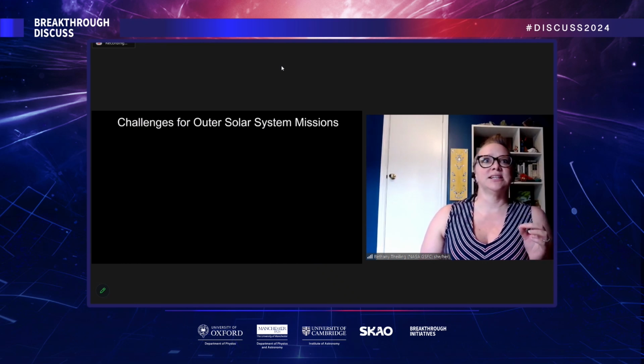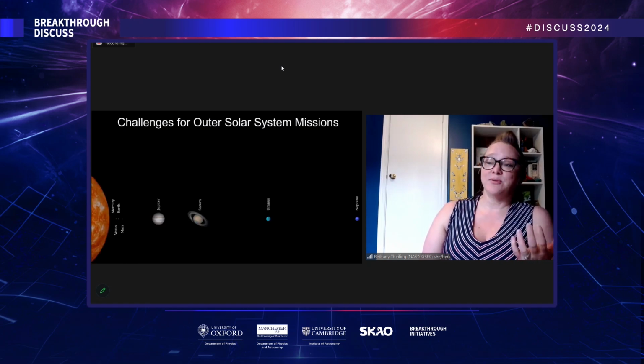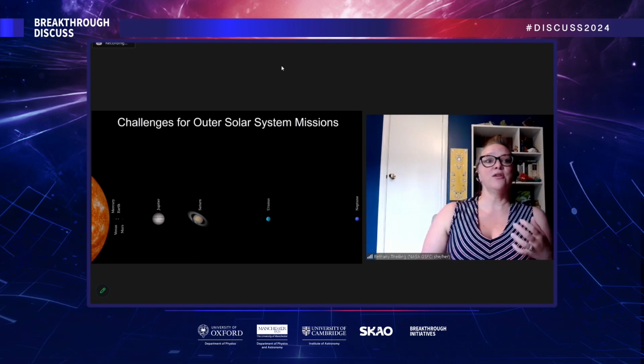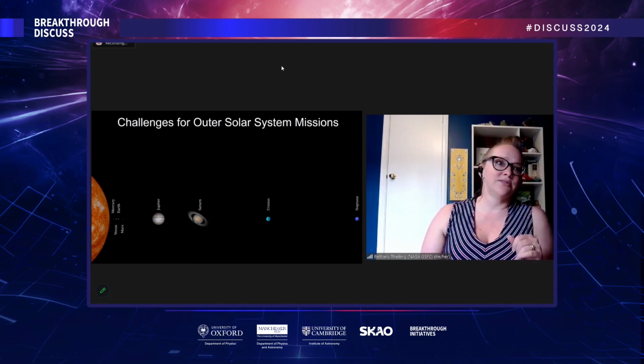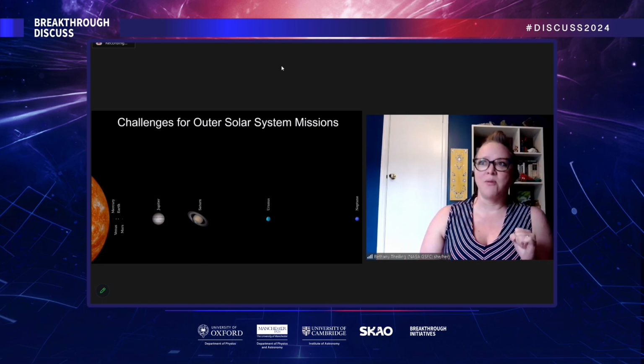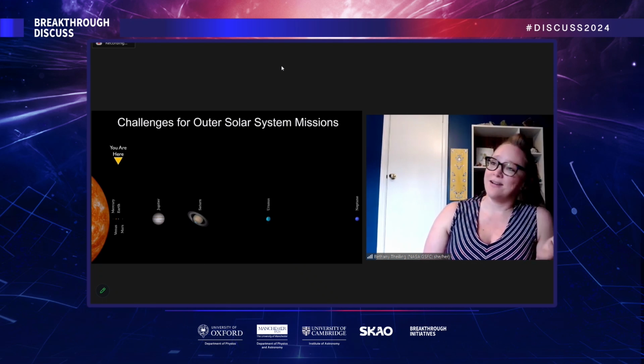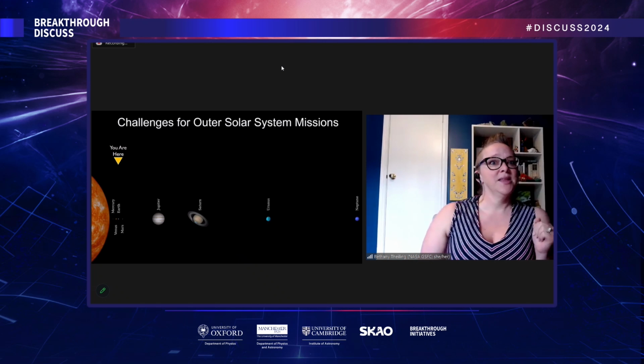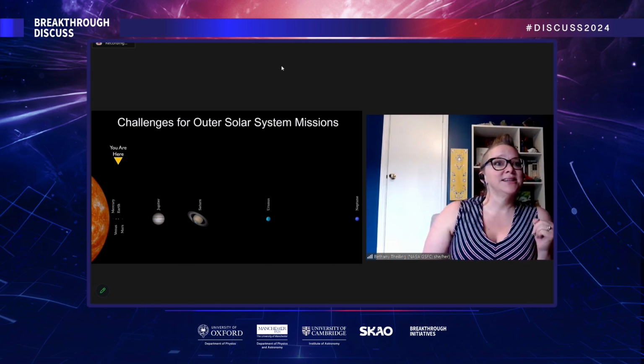And so hopefully you guys can see this thing at the top here. The challenges for outer solar system missions, which are the ones that I'm really focused on, have to do a lot with latency. How do we talk to our spacecraft? This is just a model of the solar system. You may have noticed I left Pluto off of this. You're here, at least I think that's where everybody is today. I don't know where everybody else is joining us from.